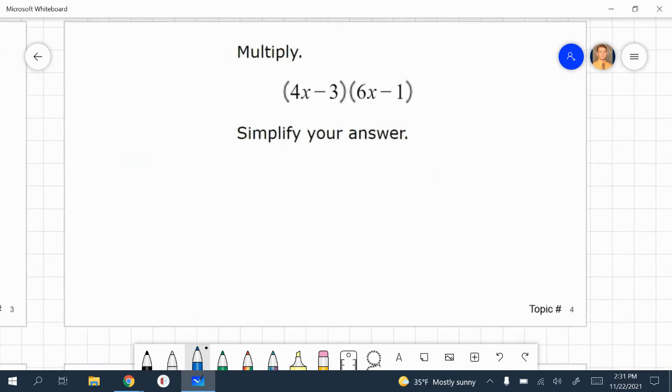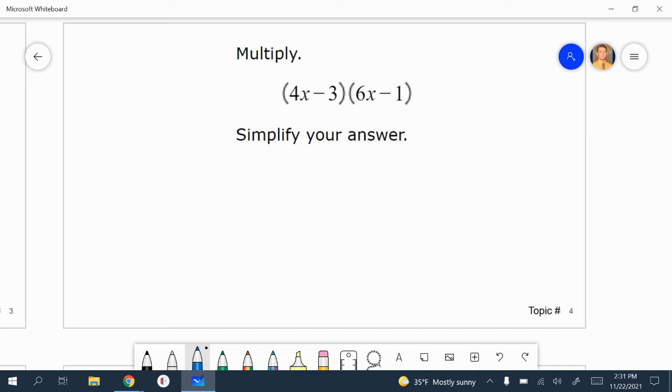Number 4. It says multiply. We have 4x minus 3 and 6x minus 1. This is going to get into foiling, which hopefully we've heard of before. If I FOIL, that means I'm going to multiply the first terms, the outside terms, the inside terms, and then the last terms. So let's multiply the first terms here. These would be my first terms, 4x and 6x. If I multiply those, I would get 24x squared.